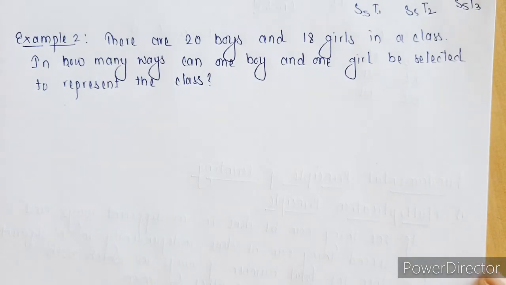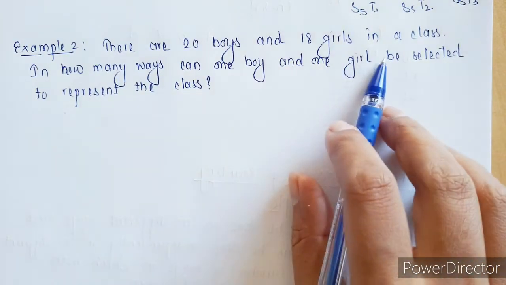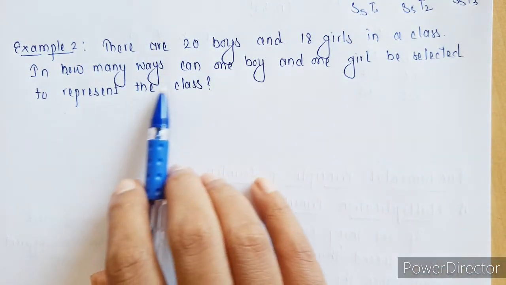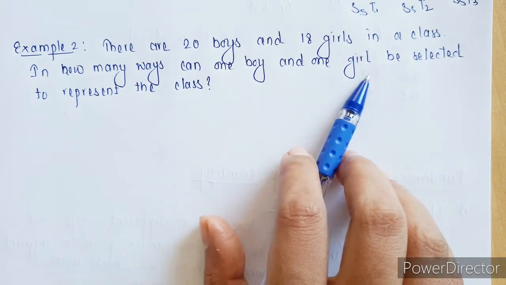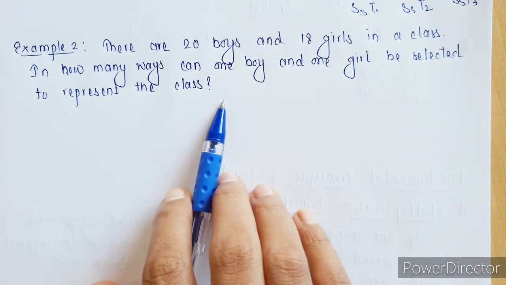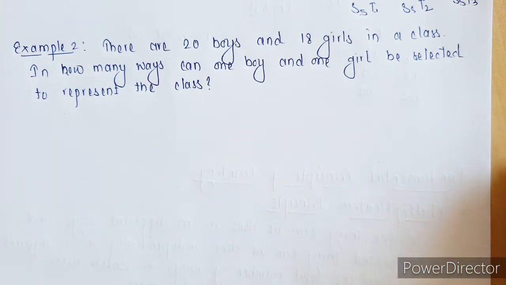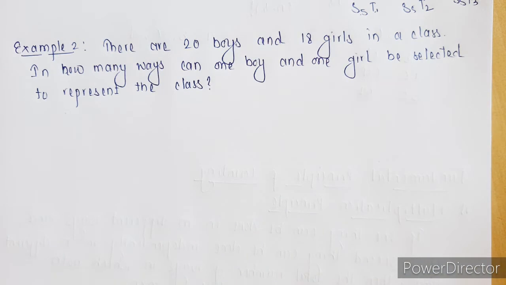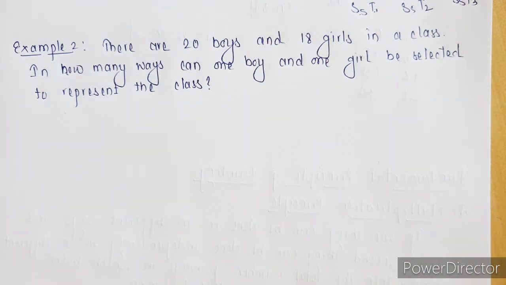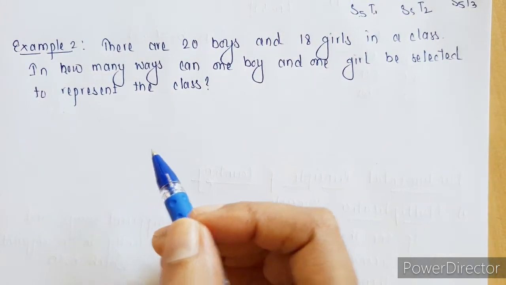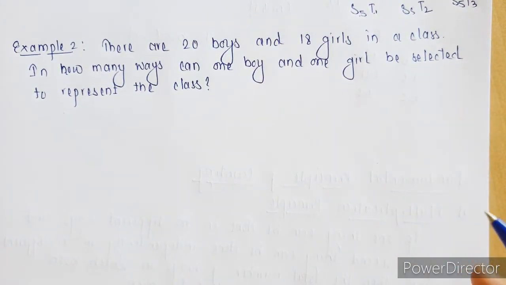Next example, there are 20 boys and 18 girls in a class. In how many ways can one boy and one girl be selected to represent the class? So again same thing, we can choose one boy, first boy with any one girl, right? Then second boy with another girl. So instead of listing out each and every possibility, let's directly go for the multiplication principle.